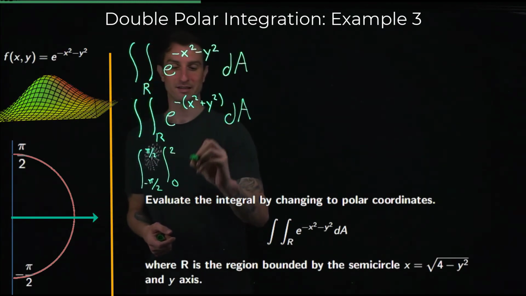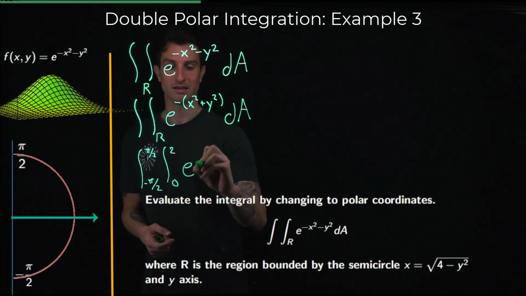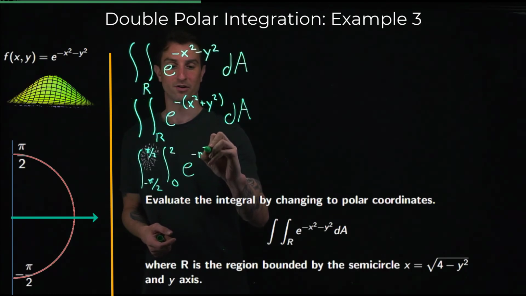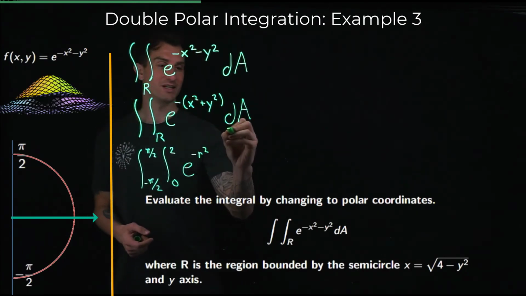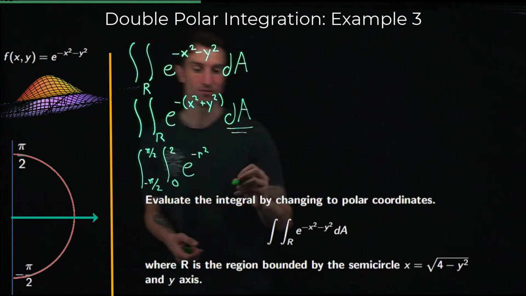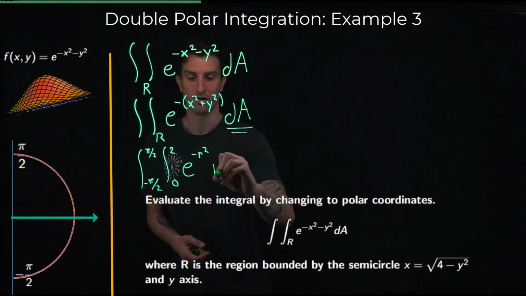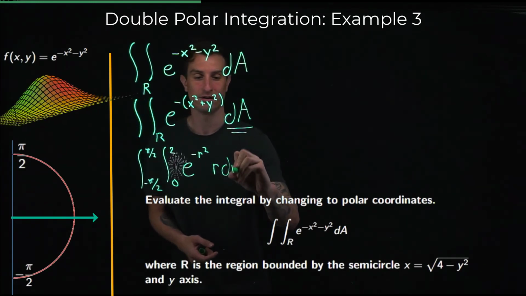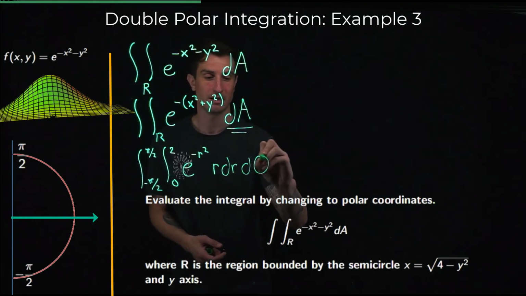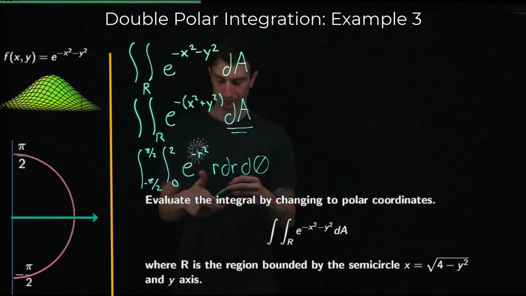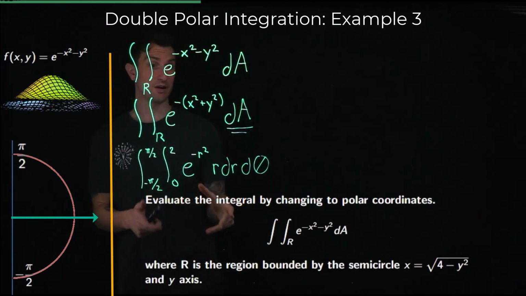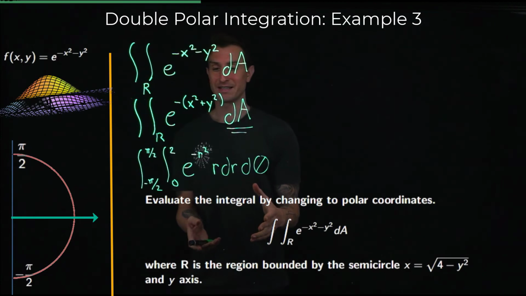And now this is going to be e to the negative r squared. And again, what does dA translate to? Don't forget the r, right? r dr d theta. Awesome. Okay, so maybe pause the video, stare for a second. What is our next step?